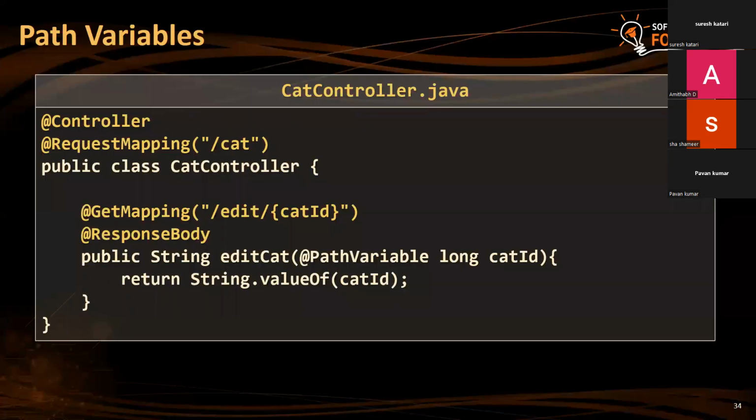It can be done at multiple levels; the class level will also have one request mapping. So whenever the URL has /cat, it identifies that the cat controller is the one which handles this request.